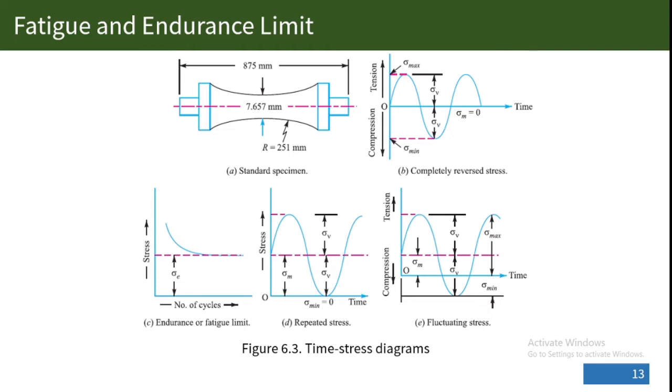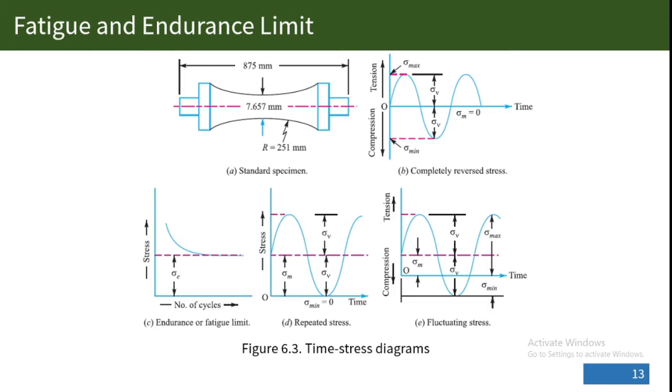The stress, as represented in the y-axis of this graph, is known as the endurance or fatigue limit, and it is represented by the notation sigma sub e. It is defined as the maximum value of the completely reversed bending stress which a polished standard specimen can withstand without failure, and for an infinite number of cycles. And the number of cycles, though it is said to be infinite, is usually 10 raised to the power of 7 cycles.